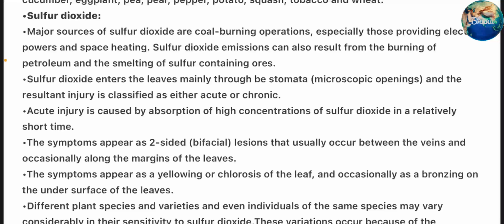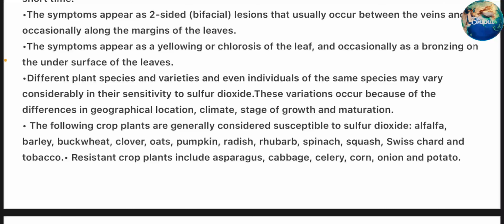Acute injury is caused by absorption of high concentration of sulfur dioxide in a relatively short time. The symptoms appear as two-sided lesions that usually occur between the veins and occasionally along the margins of the leaves. The symptoms appear as a yellowing or chlorosis of the leaf and occasionally as a bronzing on the undersurface of the leaves. Different plant species and varieties and even individuals of the same species may vary considerably in their sensitivity to sulfur dioxide.